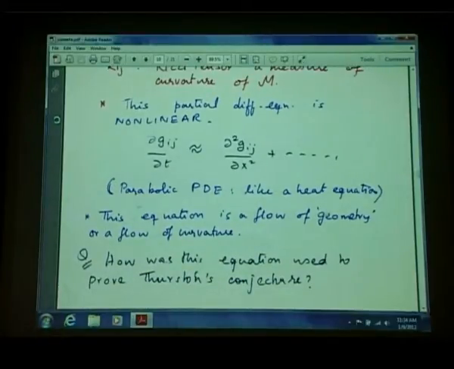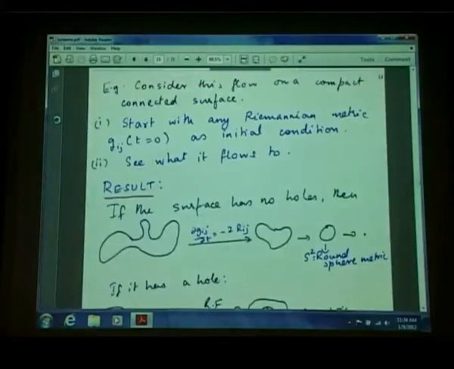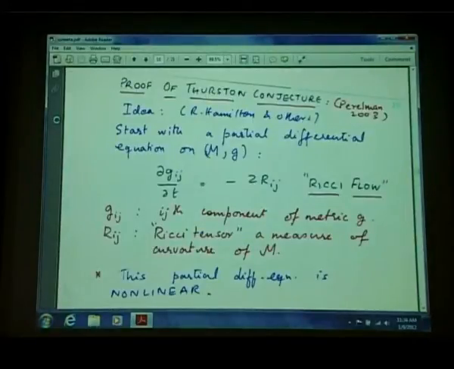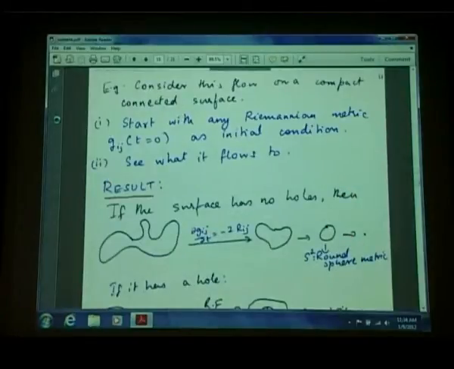So how was this equation actually used to prove Thurston's conjecture? Okay, so to see this, let's just consider that partial differential equation on a compact connected orientable surface. Okay. So the idea is, this is my partial differential equation. Okay. So I start with one initial condition, okay, and then I flow. So that initial condition could be any Riemannian metric on that manifold. And then let's see what it flows to.